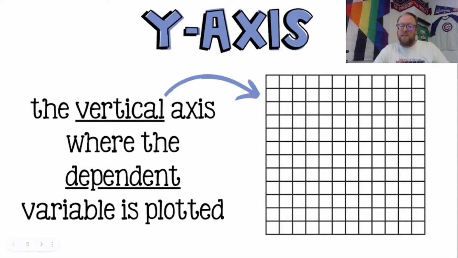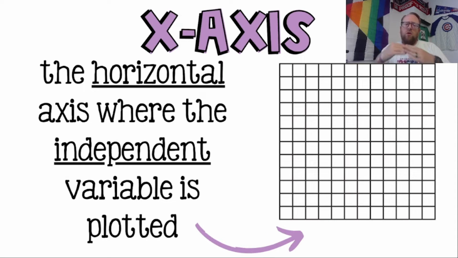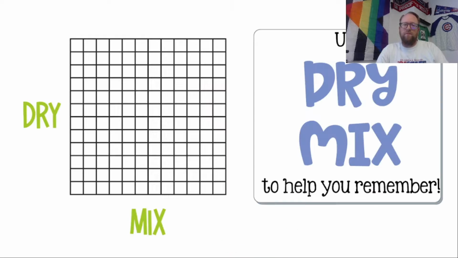Our y-axis is going to be the vertical axis. That's where we put our dependent variable. The origin is the beginning, or the 0 point, if you remember from math class. That goes at 0, 0, right where our star is. And the x-axis is our horizontal axis. That's where our independent variable is going to be plotted.